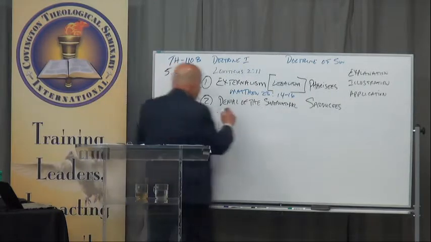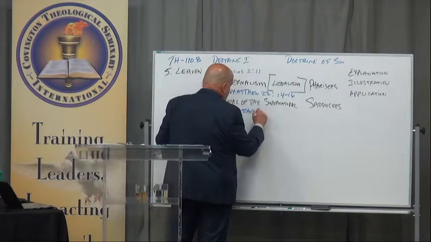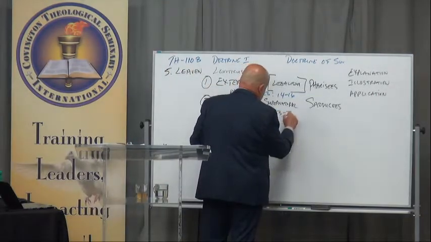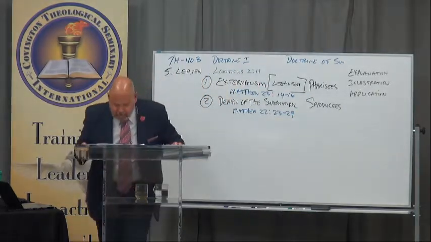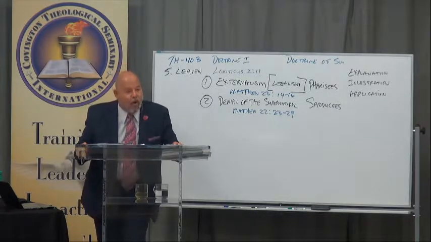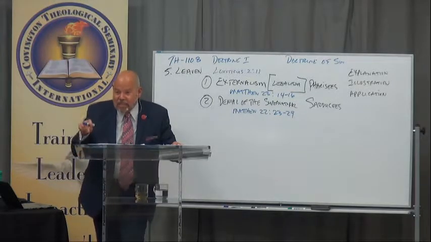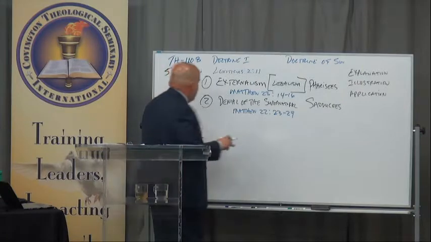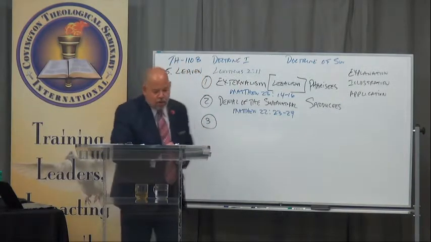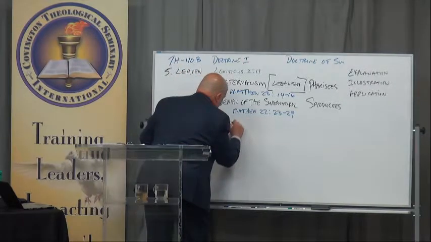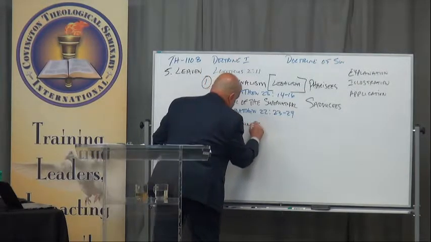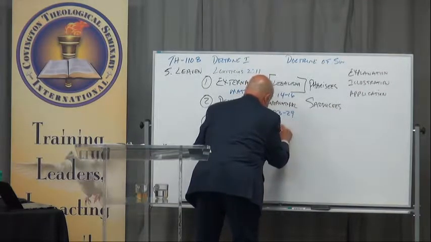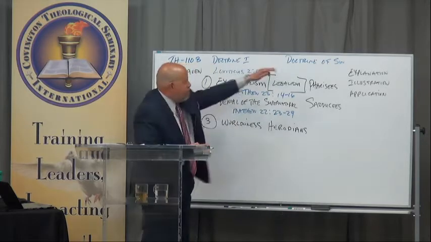So we see this in Matthew chapter 22, verses 23 through 29. He says, you are mistaken, not understanding the scriptures nor the power of God. This was the leaven inside the religious community. Now we have a third group. We're going to call this worldliness, and this was the leaven of the Herodians. So we have the Pharisees, the Sadducees, and the Herodians.